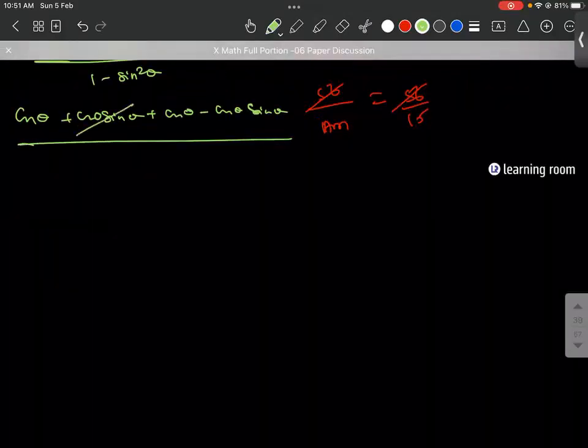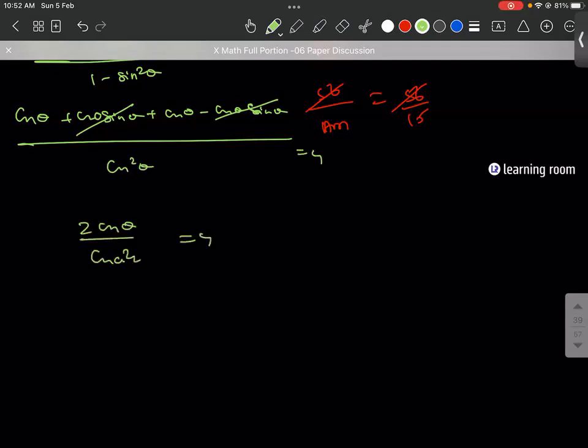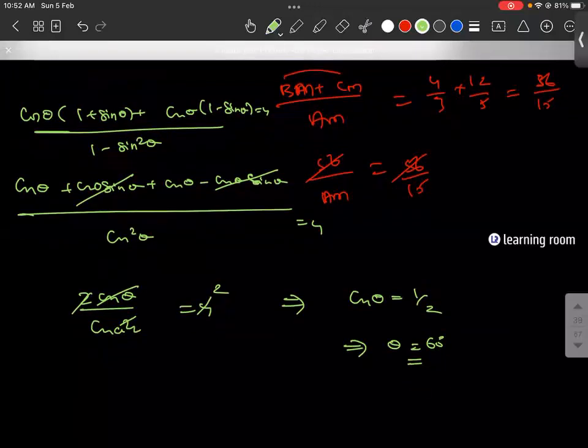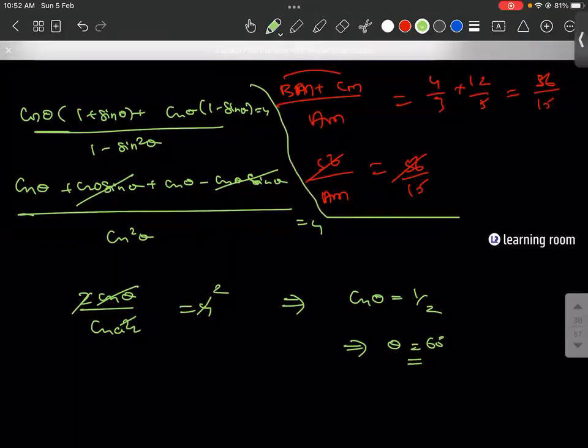So cos theta plus cos theta sin theta plus cos theta minus cos theta sin theta, and this will get cancelled. 1 minus sin square theta is going to be cos square theta, which is equal to 4. So 2 cos theta by cos square theta is equal to 4. Cos theta will get cancelled, which implies cos theta is half. What is the value of theta? 60. Okay. If this problem comes, I hope you will be able to do it. I hope you're clear, right? Yes, sir. Good.